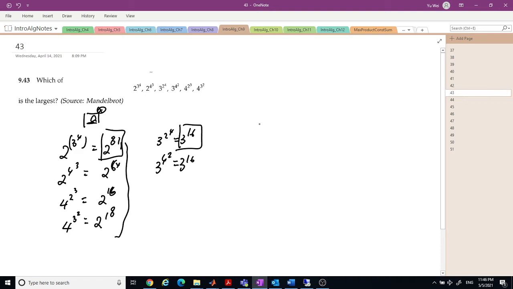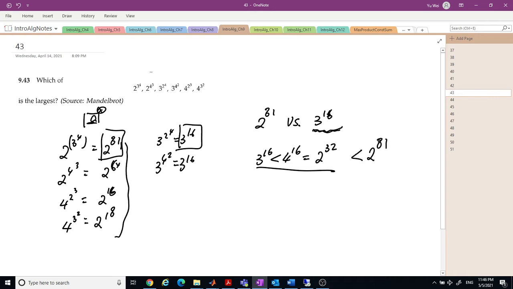So now we want to compare 2 to the 81 against 3 to the 16. Let's start from 3 to the 16. 3 to the 16 should be less than 4 to the 16, which equals 2 to the 32. So this one is definitely less than 2 to the 81. So 2 to the 81 is the largest number. That means the answer is this.